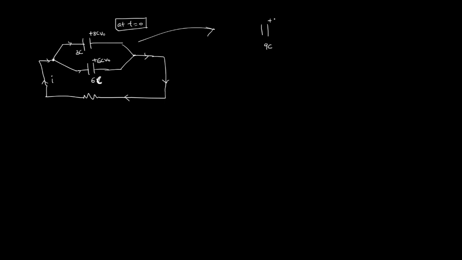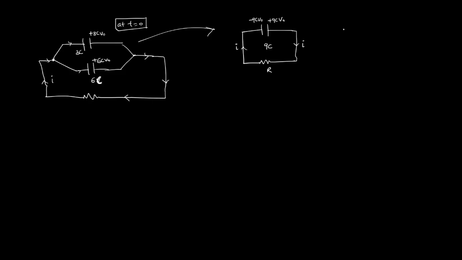That's why you can take it as a single capacitor of how much? 9C with plus 9CV0 charge and minus 9CV0 charge, initially. So I'm taking it as a single capacitor connected to resistance R. Then how do we find the charge on the capacitor? We can write down the charge. It's simply an RC discharging circuit.